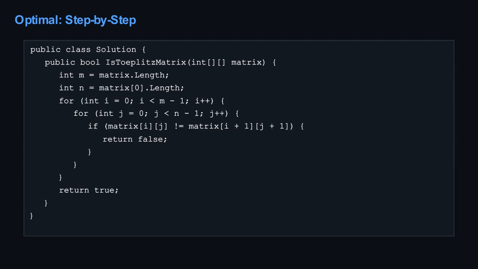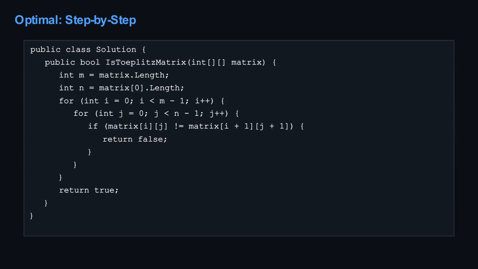First outer iteration, row index equals 0. Inner iteration 1, col index equals 0. Current cell matrix 0, 0 equals 1. Down right neighbor matrix 1, 1 equals 1. Compare 1 and 1, they match, continue. Inner iteration 2, col index equals 1. Current cell matrix 0, 1 equals 2. Down right neighbor matrix 1, 2 equals 2. Compare 2 and 2, match, continue.